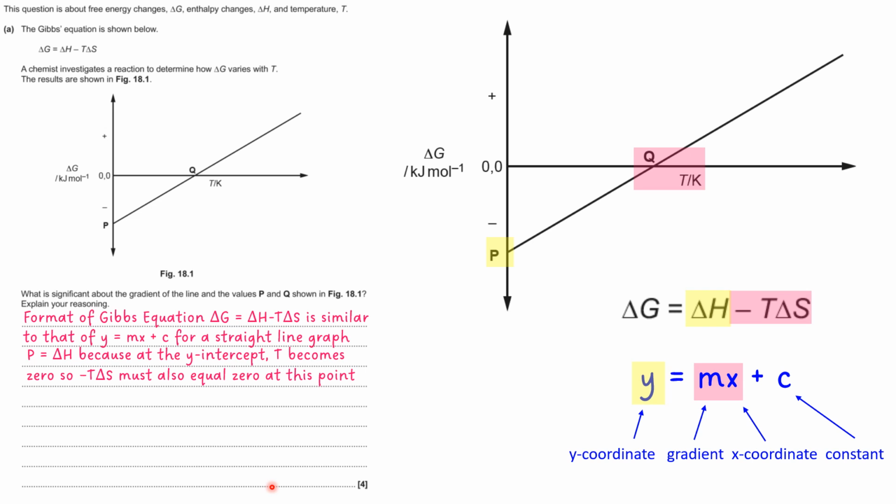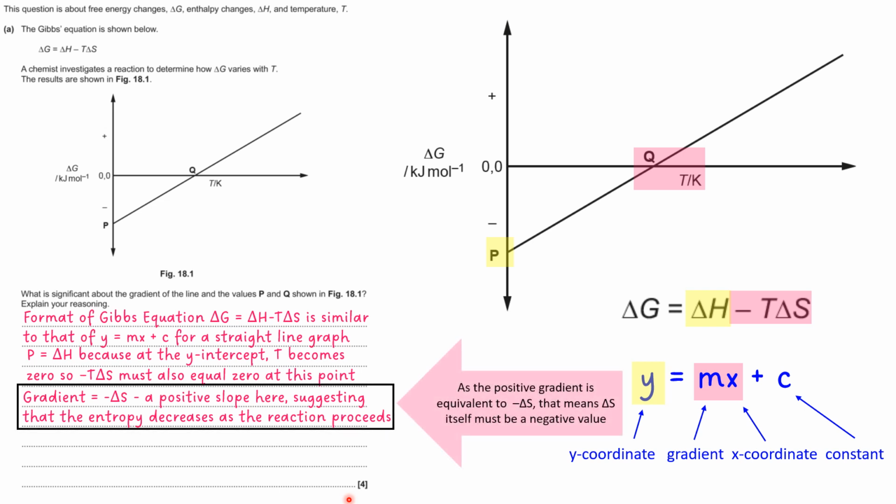The next thing to think about is the intercept through the x-axis, in other words, point Q. So if you look at the gradient, it's obviously a positive gradient going from left to right. It slopes upwards. And what's also happening is, if that's equivalent to minus delta S, that must mean the actual delta S, in other words the change in entropy, must be negative. So as the positive gradient is equivalent to minus delta S, delta S itself must be a negative value.